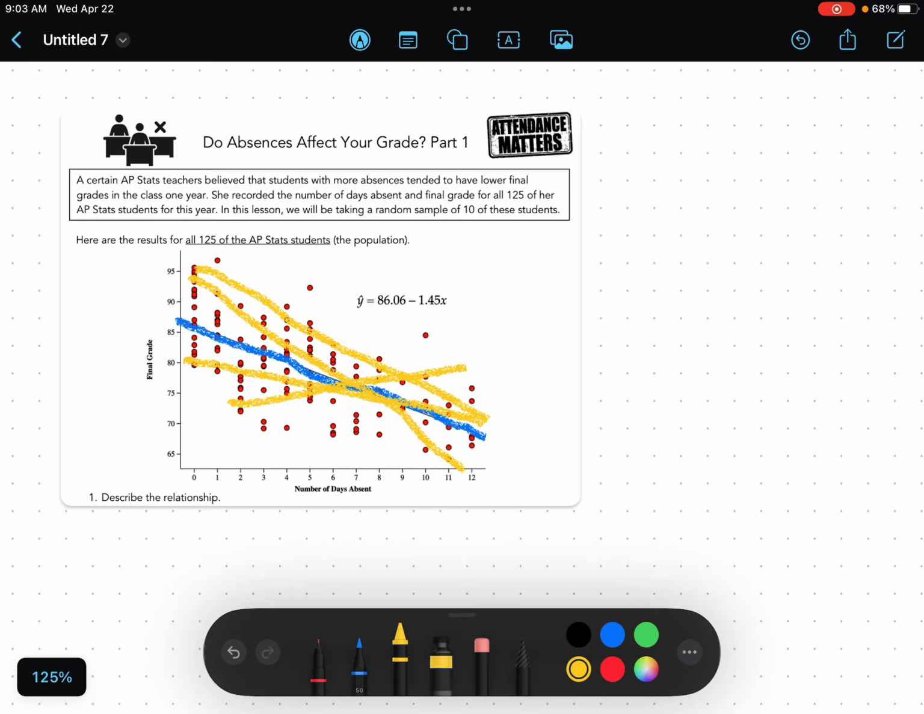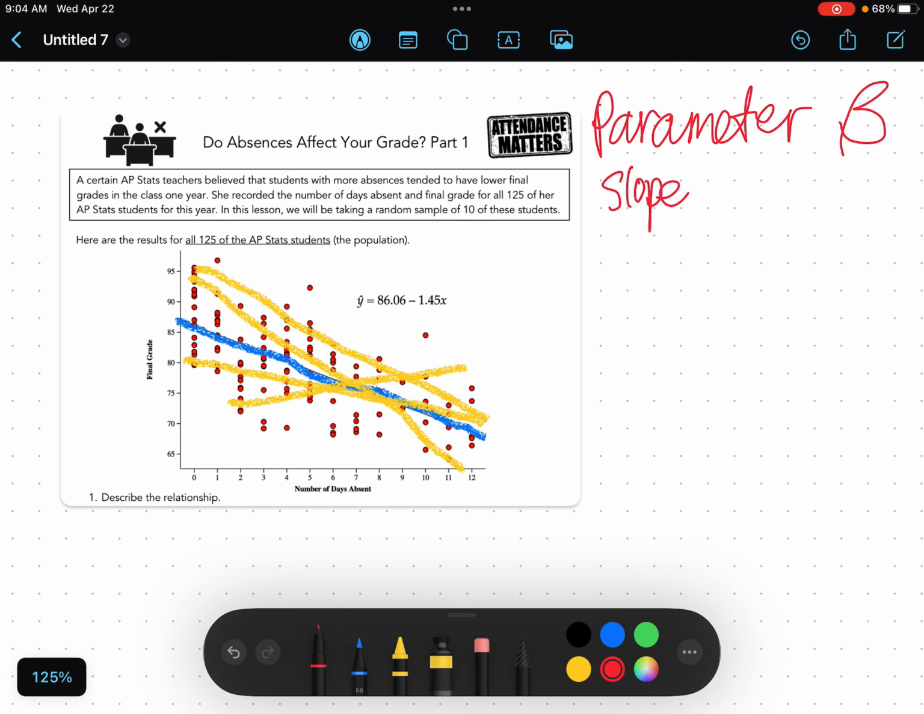But we learned about a new parameter. I love parameters, and you know that already. Our new parameter is the true slope. We always call it beta, which is the slope of the population regression line.